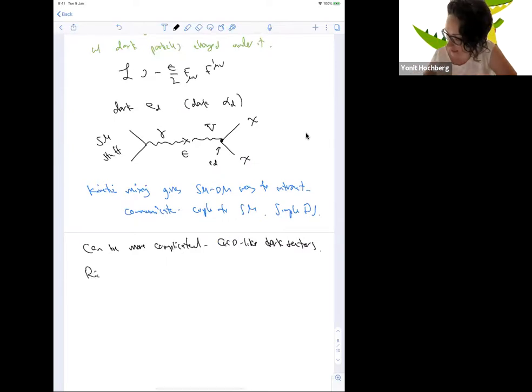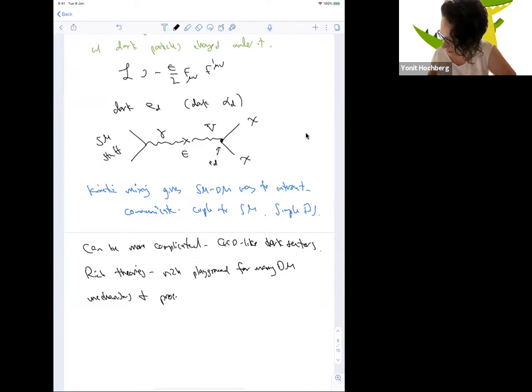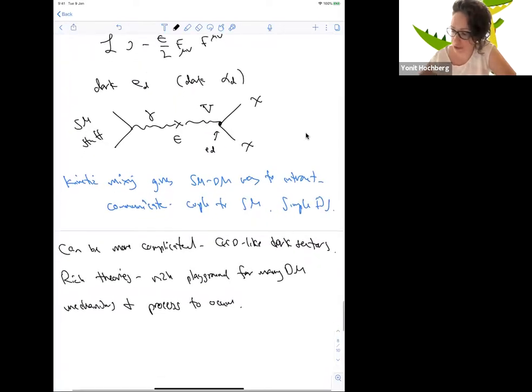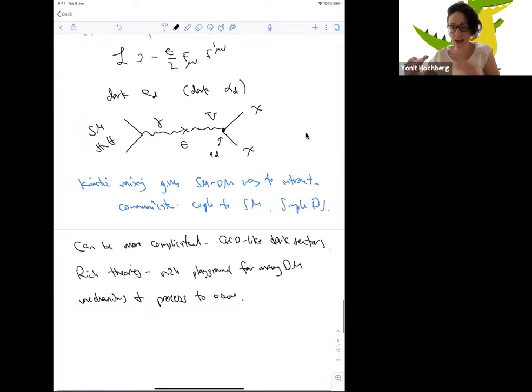And what's important here is that these theories are very, very rich, okay? And if we have a rich theory, then that gives us a very rich playground for many dark matter mechanisms to emerge, okay? So rich theories give us a rich playground for many dark matter mechanisms and processes to occur, okay?